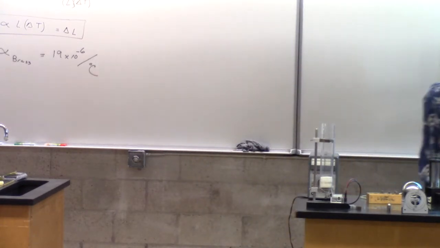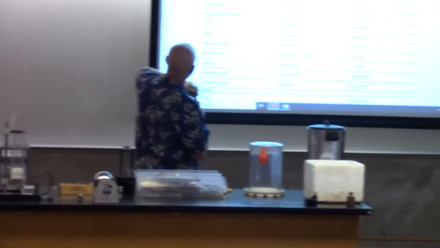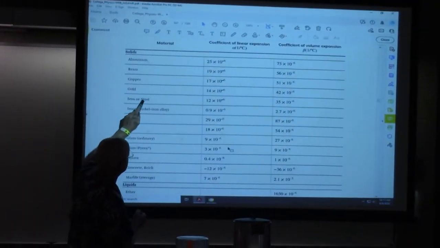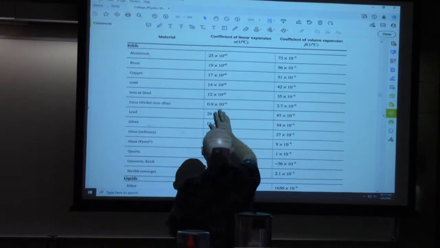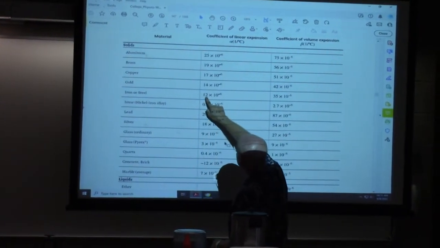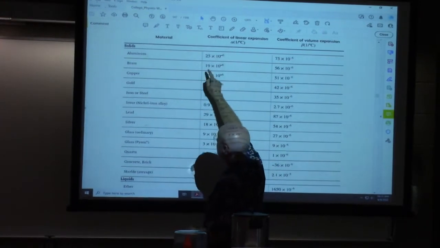Now that I picked on brass, let me pick on steel. They probably don't list steel, but I bet they have iron. Oh, iron or steel. Okay. And so here they have a 12. And so I wanted to point out, notice the 12 is smaller than the 19.